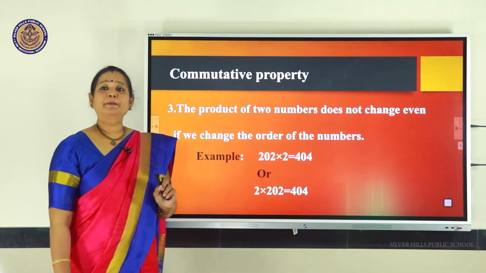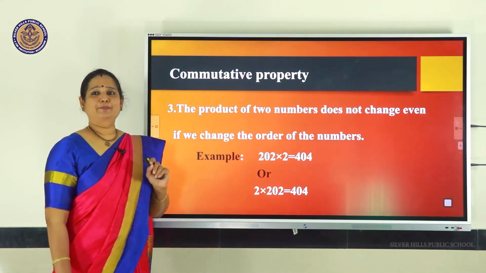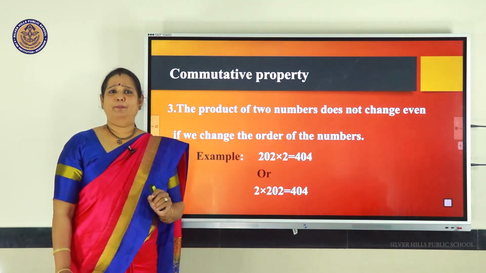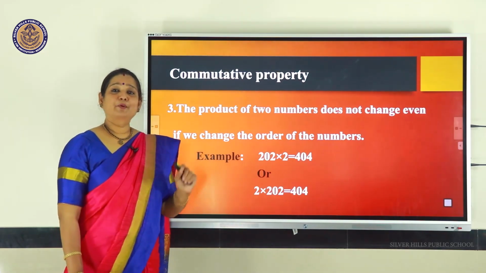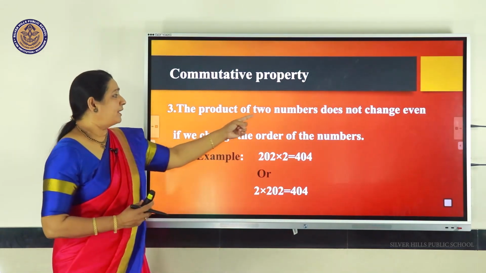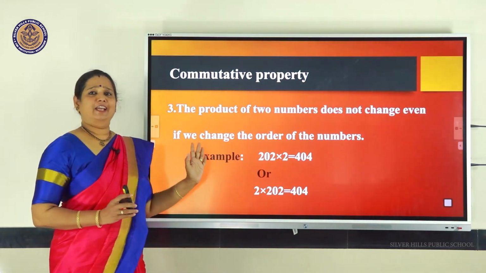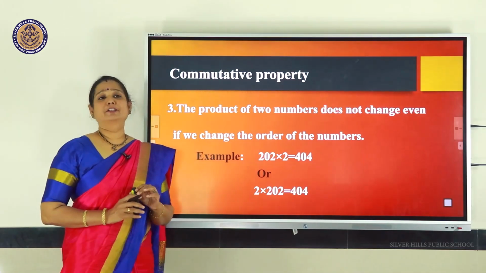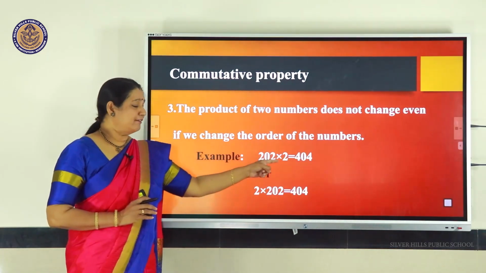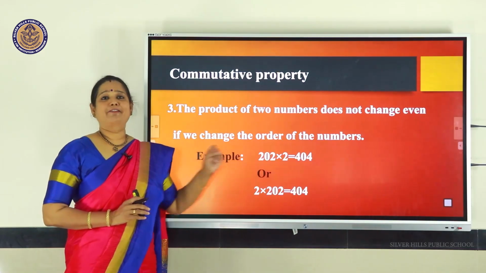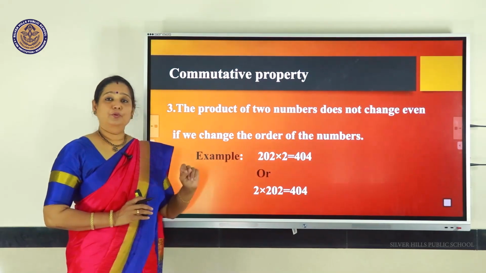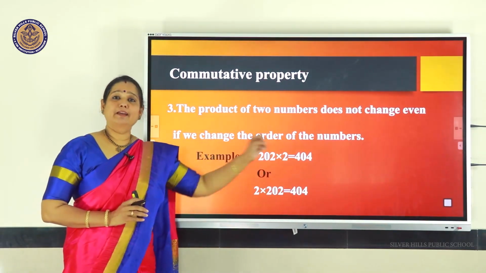Here comes the third property, that is commutative property. See, it's very simple, very easy to understand what commutative property is. Think, commutative means move. Here, the product of two numbers does not change even if we change the order of the numbers. Okay, 202 into 2, these are the factors. When you multiply 202 by 2, you will get the product 404.